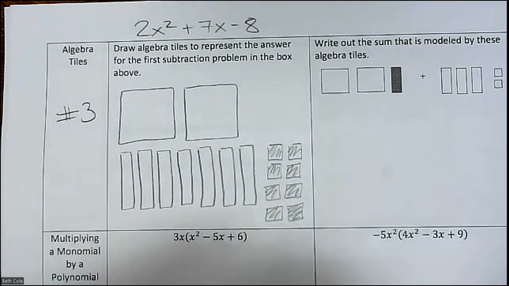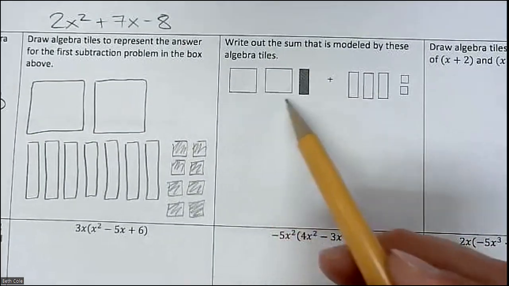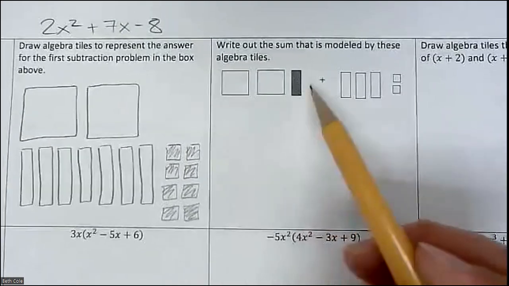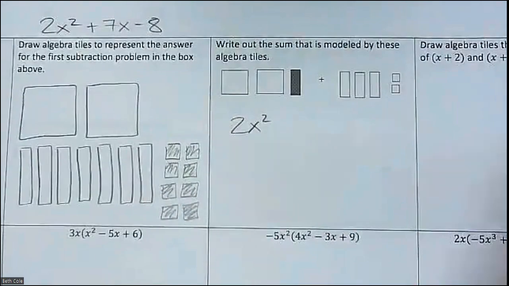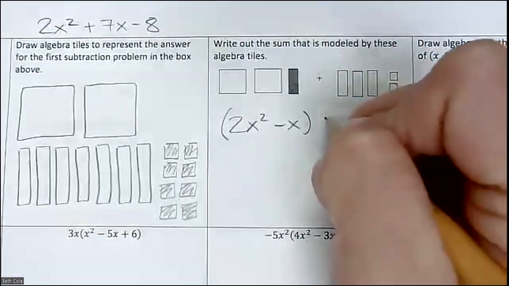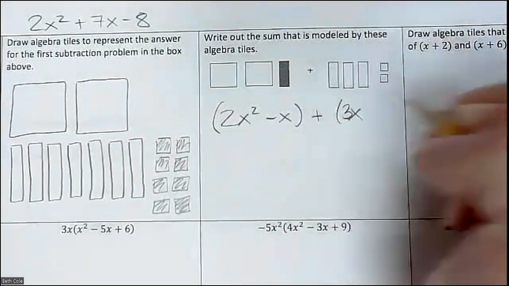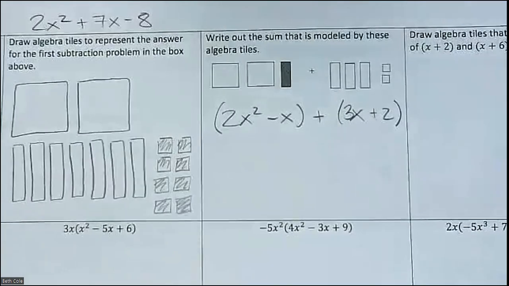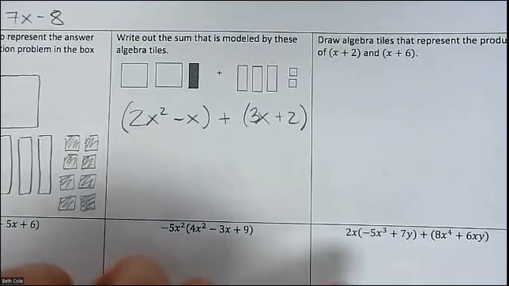All right, so now we're gonna do that the other way around. We're gonna write out what this means. So what do you think for this first one? 2x squared, good. Minus x, good, that's the first one. Plus 3x, good. Plus 2. It doesn't ask you to actually work it out. Just what does that represent? We're just representing it.